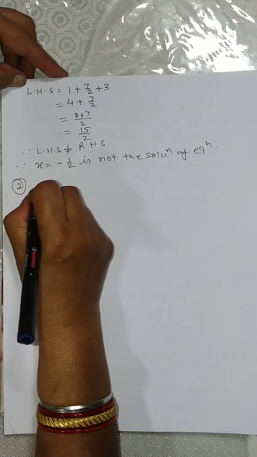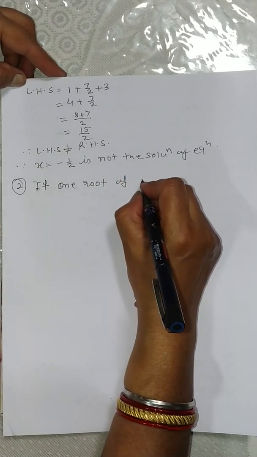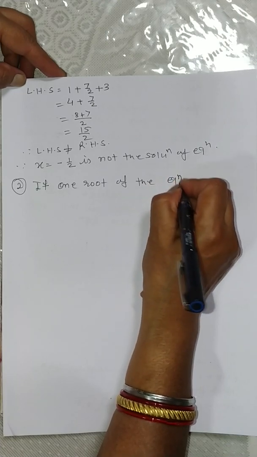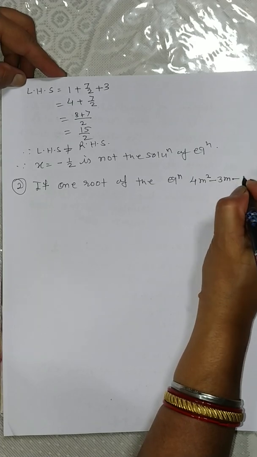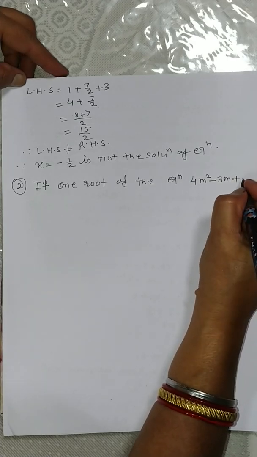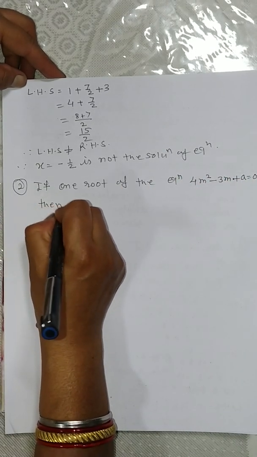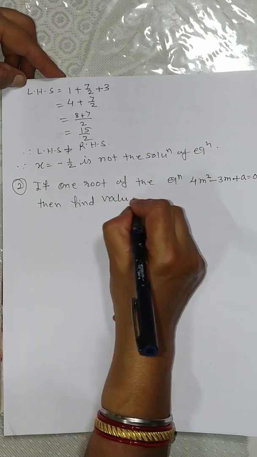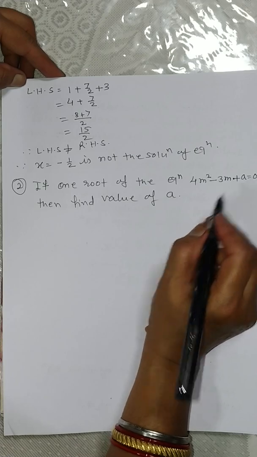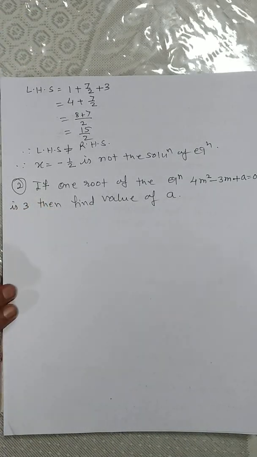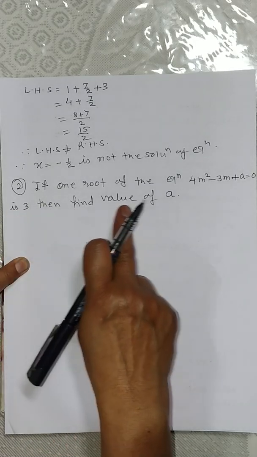Now we take the second example. If one root of the equation 4m square minus 3m plus a is equal to 0 is 3, then find the value of a.